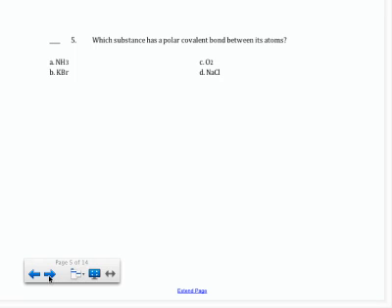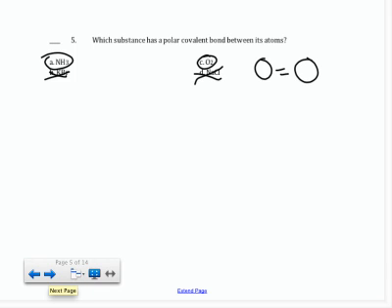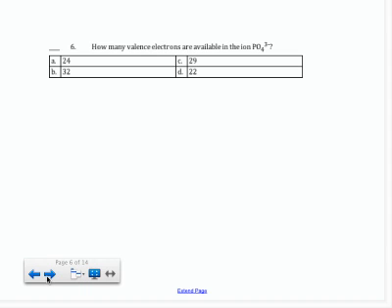Which of the following has polar covalent bonds? Well, process of elimination, that's a polar bond in A, NH3. KBr is a metal and a nonmetal. That's not a covalent bond. O2 has 2 identical atoms, so the only choice here is A, because B and D are both ionic.